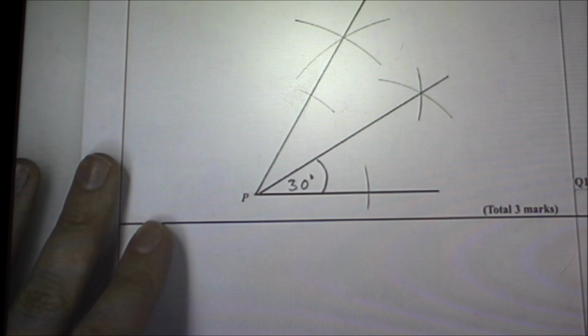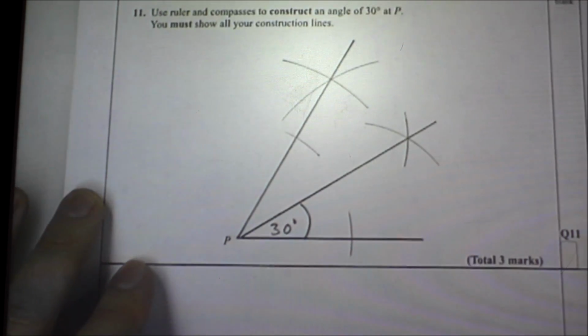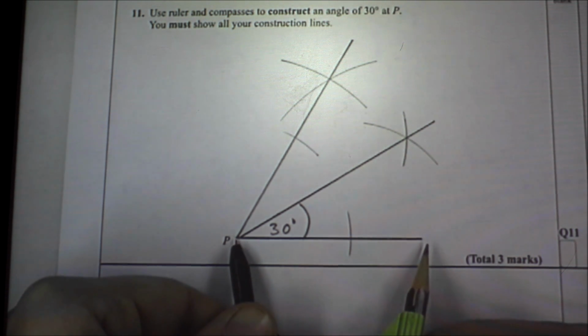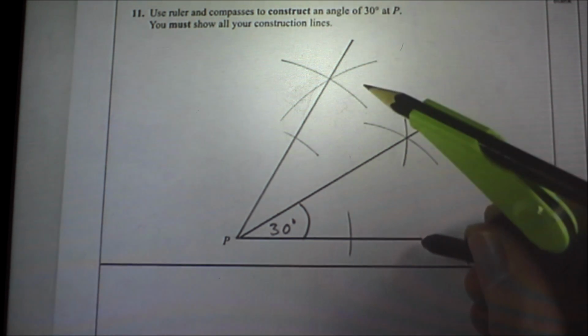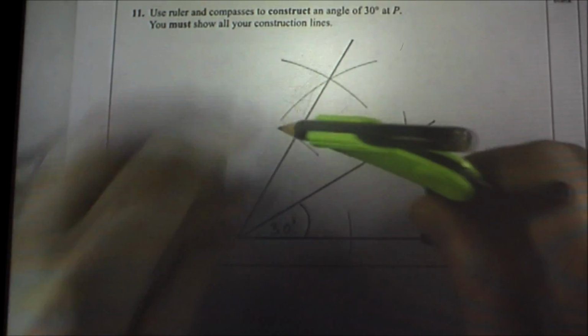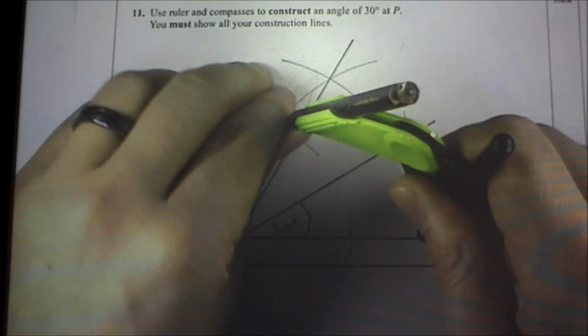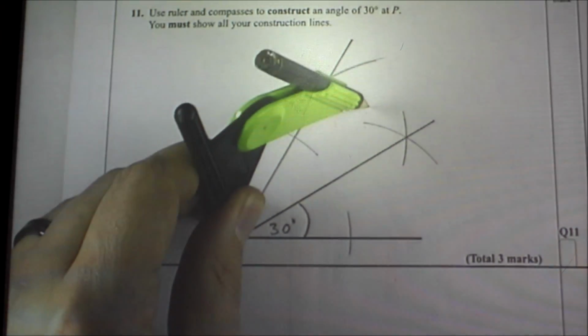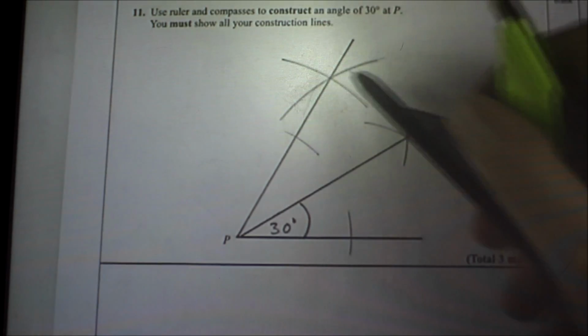Question 11. Use a rule and compass to construct an angle of 30 degrees. You must show all your construction lines. What I did for this one, I started off by constructing, just trying to think what I did then. Make your compass that wide, and what I've done is I've started as if I'm drawing an equilateral triangle. So I've done that up there, and I've done this one up here, because if all the sides are the same length, it'll be an equilateral triangle.